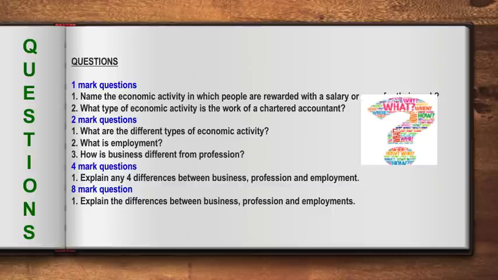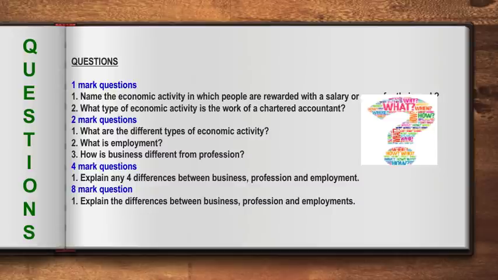2 mark questions. What are the different types of economic activities? So, there are 3 types: business, profession, and employment. Second one, what is employment? So you have that on the slide, girls, that you will have to write for 2 marks, which means I need 2 sentences about employment. Third one is, how is business different from profession? Again, if you look at the table, you just give any 2 differences between business and profession. Because it's a 2 mark question, no need to say anything more, only 2 differences you give.